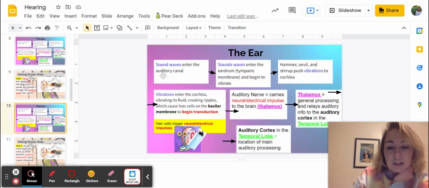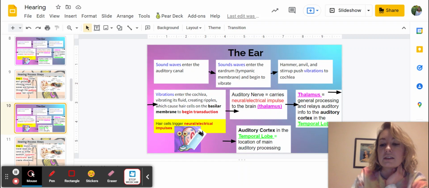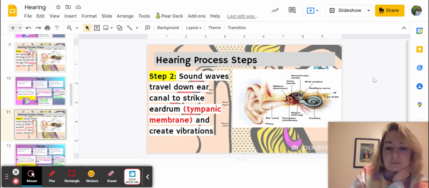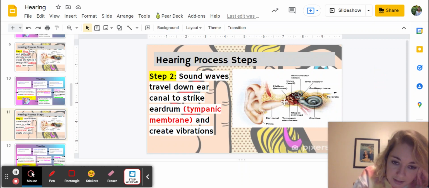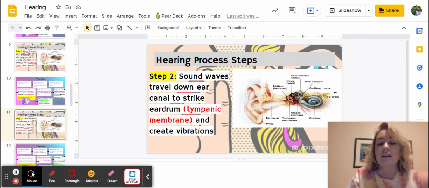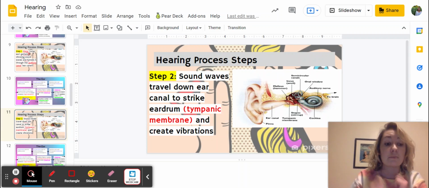All right. So we're now in the ear. We've entered the auditory canal. So now the sound is going to the tympanic membrane, or the eardrum. They've traveled down our ear canal, and now it's going to strike this, the tympanic membrane or the eardrum. And this is what creates the vibrations, which continue to push the sound in and continue this process.